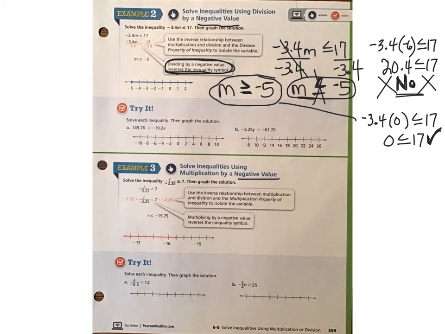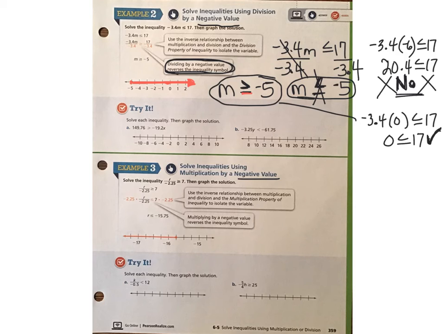So when you see the inequality on the graph here, what you should notice is that you have a colored in circle at the negative 5 because we have the or equal to part of our inequality. And then it goes to the right and it is shaded in that direction.